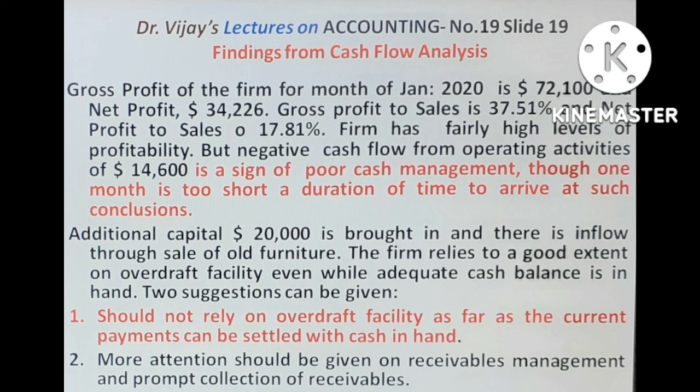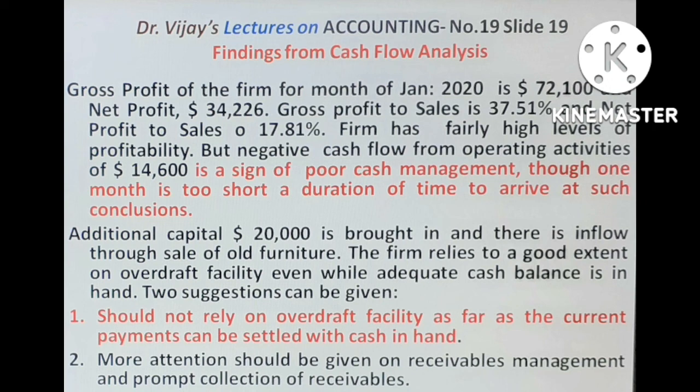Gross profit of the firm for the month of January 2020 is $72,100 and net profit is $34,226. Gross profit to sales is 37.51% and net profit to sales 17.81%. The firm has fairly high levels of profitability. But negative cash flow from operating activities of 14,600 is a sign of poor cash management, weak cash management, though 1 month is too short a duration of time to arrive at such conclusions.